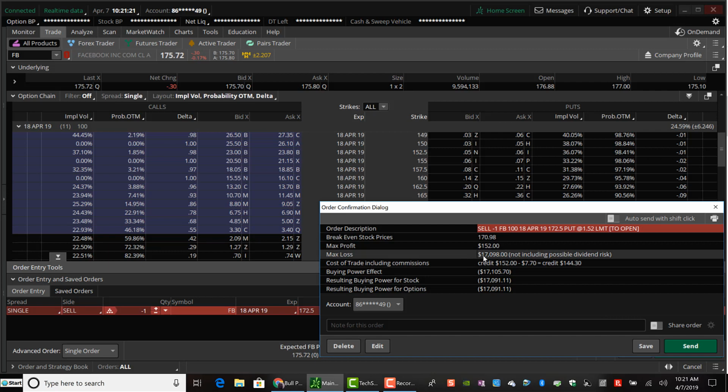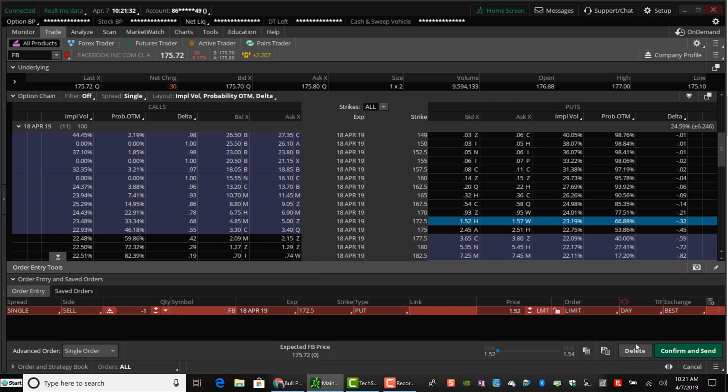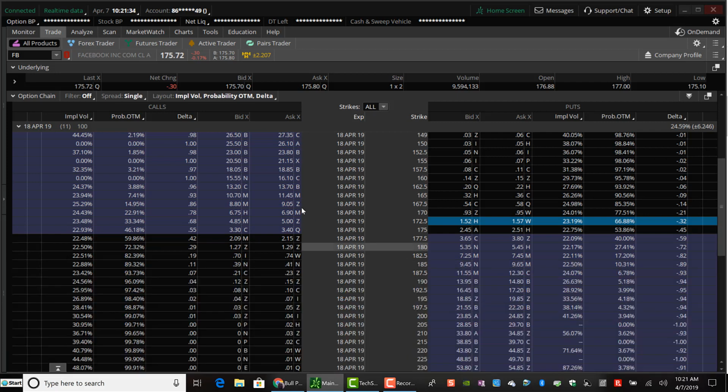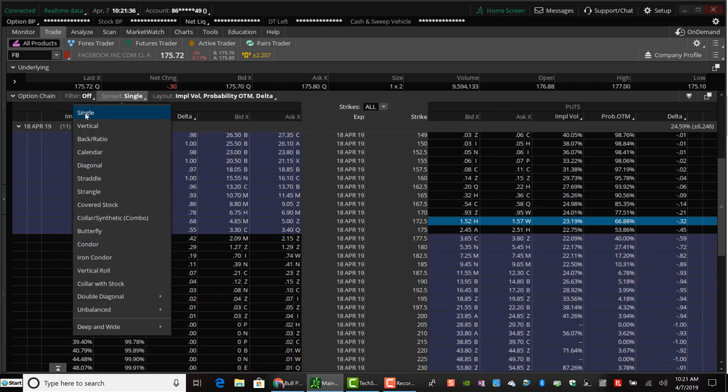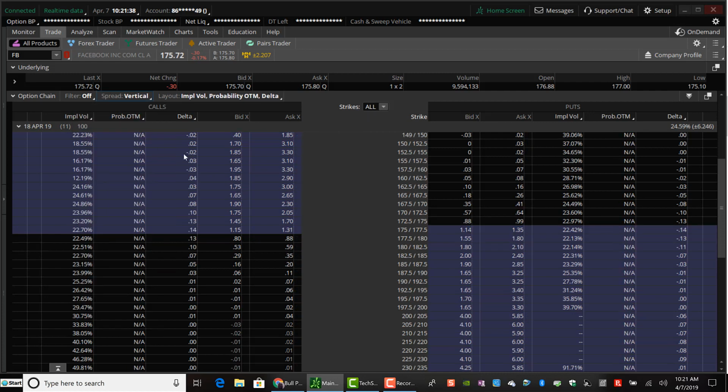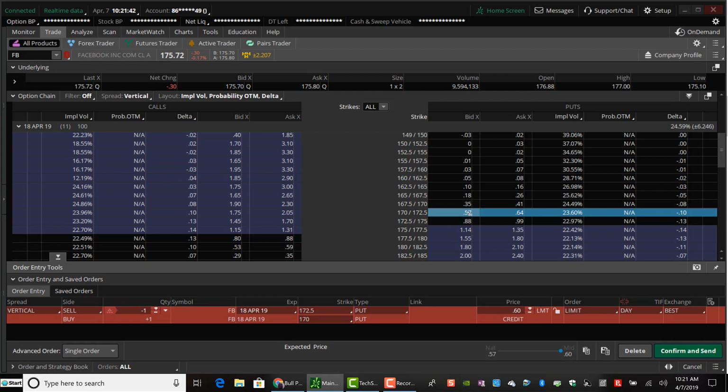Look at your max loss now, $17,098. So that's why putting it in a credit spread works a lot better. Even if it goes against you, you can profit, and I'm going to show you guys that. All right, so let's go back to vertical spreads now, and we're going to set up this 170, 172.50. So you see how the probabilities are in your favor when you're selling, and I'm taking in a credit.